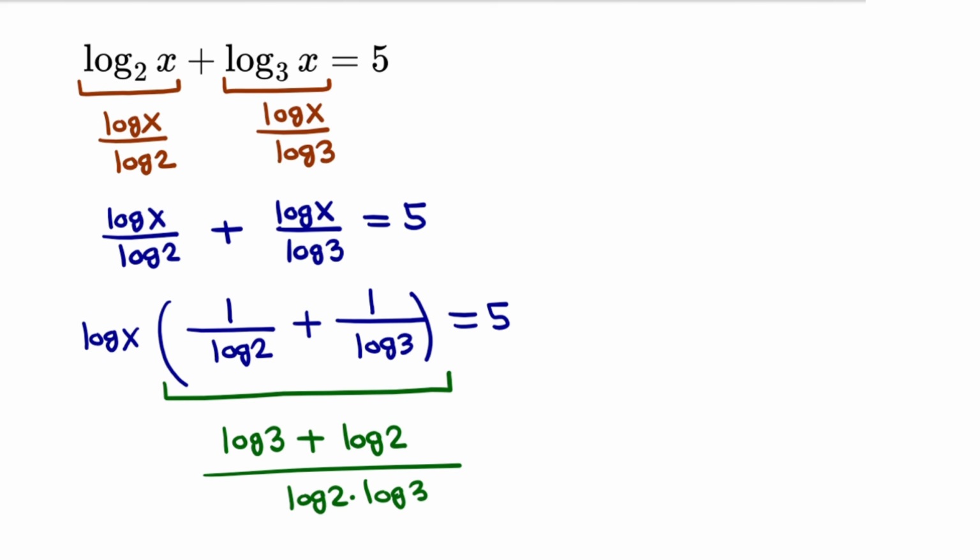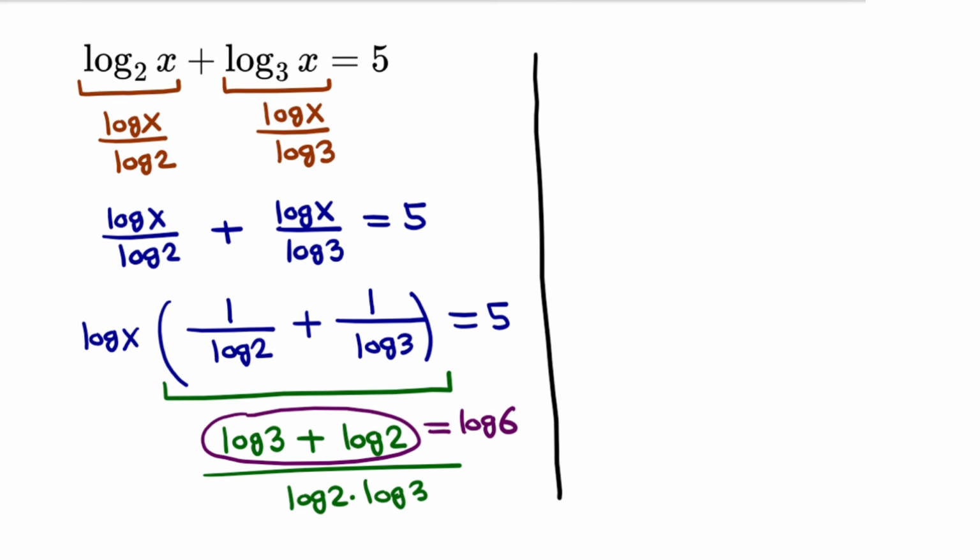And here comes a beautiful logarithm identity. When you add logarithms, you multiply inside the log. So log 3 plus log 2 becomes log of 6. That simplifies the equation dramatically. Now we have log x times log 6 all over log 2 times log 3 equals 5.